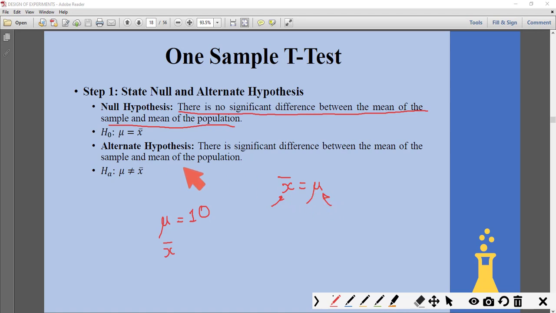What is the alternate hypothesis? Alternate hypothesis states that x bar is not equal to mu. Null hypothesis is our assumption. Alternate hypothesis is something which is opposite to our assumption. If null hypothesis is proved correct, then our assumption is correct. If null hypothesis is proved wrong, then our assumption is wrong and alternate hypothesis is correct. Okay, so that is what we are seeing over here.